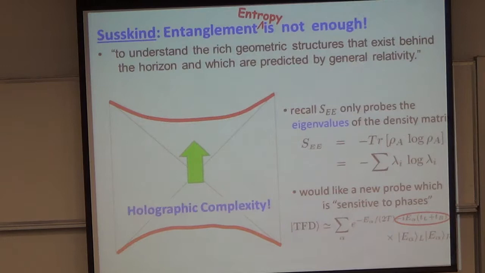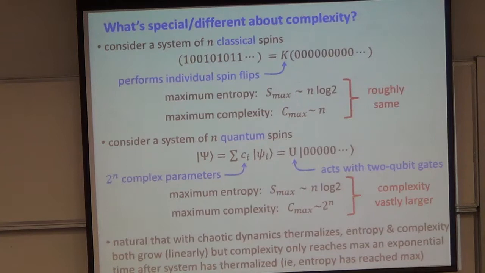And so Lenny's answer was holographic complexity, but why complexity? Why did he jump on that idea? Well, let's think about complexity a little bit. This is just a warm-up. If we think about a set of classical bits or classical spins, say in your laptop, I can ask for the complexity to build a certain bit string from a reference string where they're all zeros. The way I'm going to operate in that classical world is to flip each individual bit that needs to be flipped. That'll be my essential gate or my essential operation.